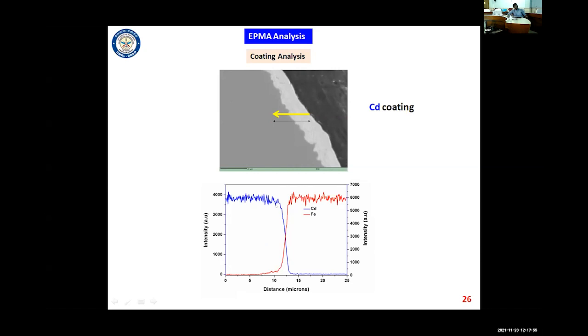Like this, you can do particle analysis, coating analysis, and also in weld joints you can do elemental analysis across the weld joint. So these are the applications of the EPMA equipment.